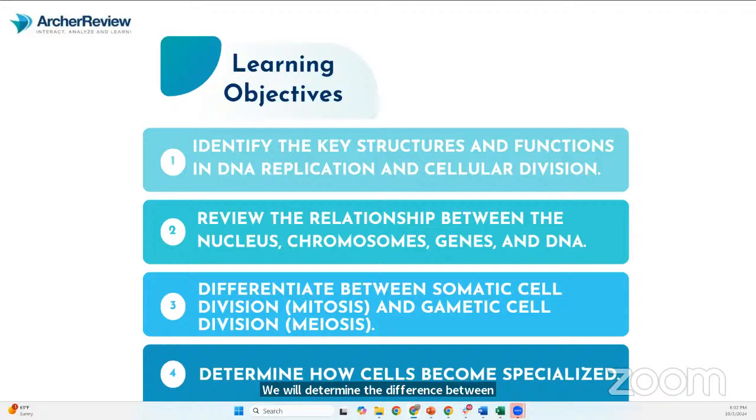You might see some words on there that are a little unfamiliar. Somatic cells are body cells, and that's what mitosis divides. Whereas gametic cells are sex cells, and that's what meiosis divides. So we're going to take a look at that.